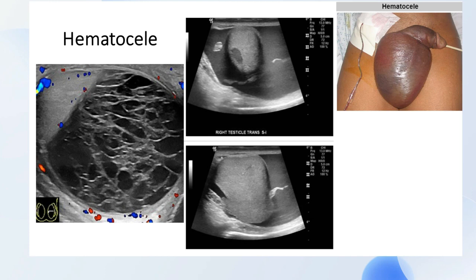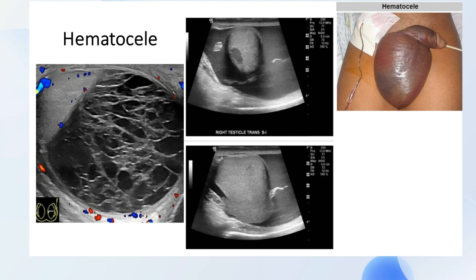So again, you can see there's a thin line between the pyocele and the hematocele. The hematocele can also have the fishnet appearance that you see here. At the same time, with active bleeding, you can see low level internal echoes in the tunica vaginalis cavity, and you can see that the testicle is fractured somewhere out here. You can see that there's a hypoechoic area there. So this is a hematocele.